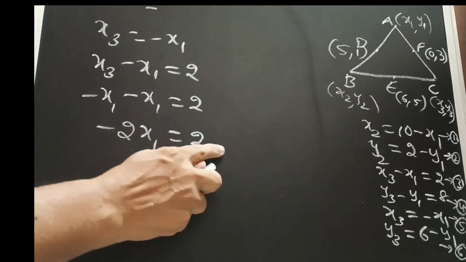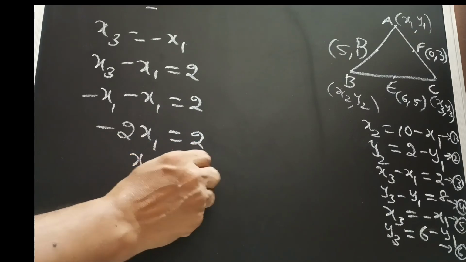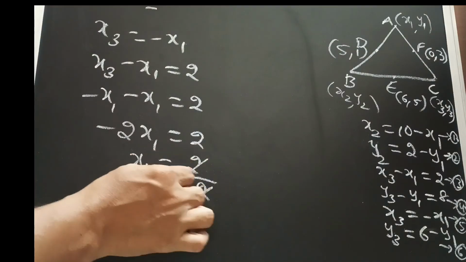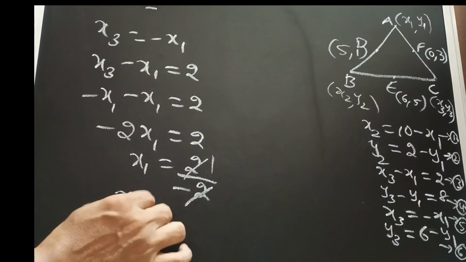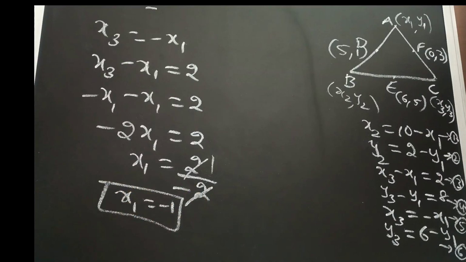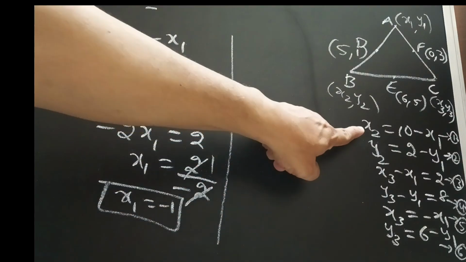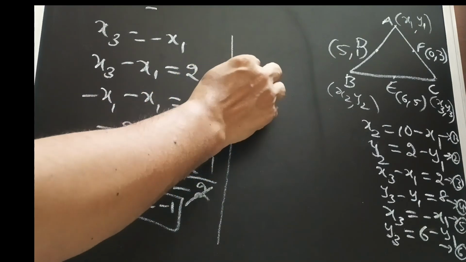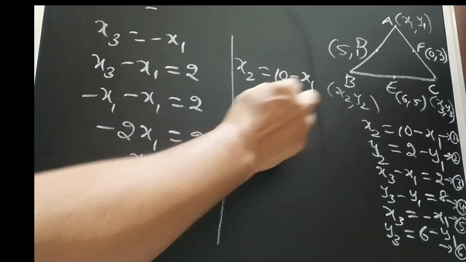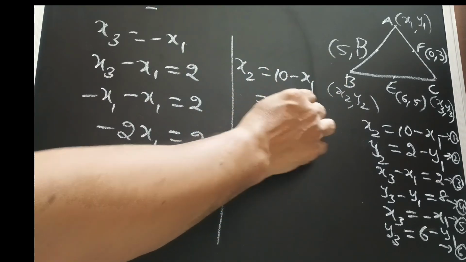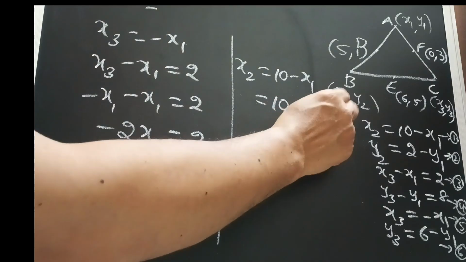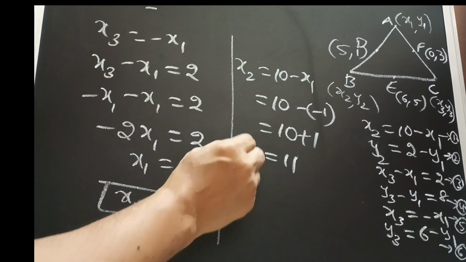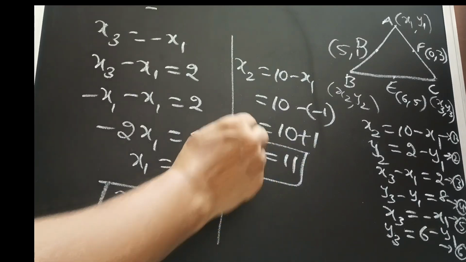So bring this minus 2 that side, you will get it as x1 is equal to 2 divided by minus 2. Along with minus we can bring it. So 2 ones are 2, you get it as x1 is equal to minus 1. And take this x1 value and substitute in first equation, you will get x2. So x2 is equal to 10 minus x1, which is 10 minus x1 is minus 1, so minus of minus 1. 10 minus into minus is plus 1, which is equal to 11. So this is x2 value.